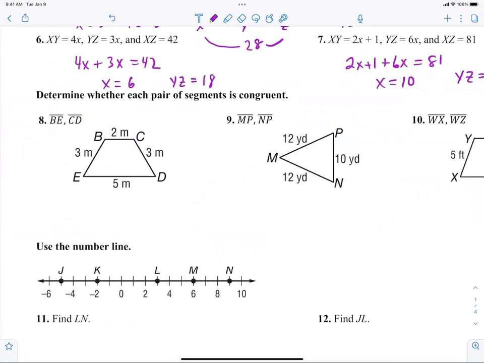Okay, so now determine whether each pair of segments is congruent. What does congruent mean? They're the same, exactly. What's the difference between congruence and equal? Congruent is when you're talking about shapes. Equal is when you're talking about numbers. So if you say BC equals 2 and BC is congruent to 2, which one is better? Equal, because you're talking about numbers. If I say BE is equal to CD, is that the way you should write that? No, because you're comparing segments. So segments are said to be congruent. Does that make sense?